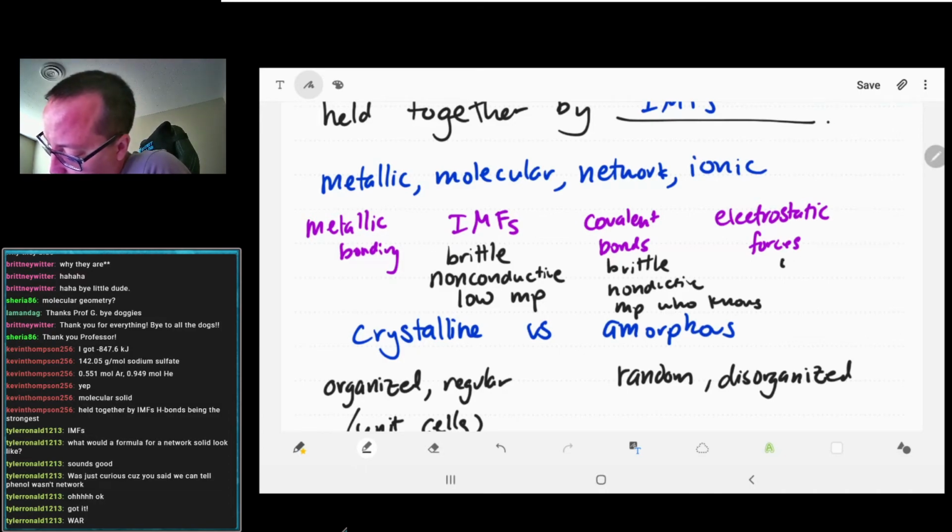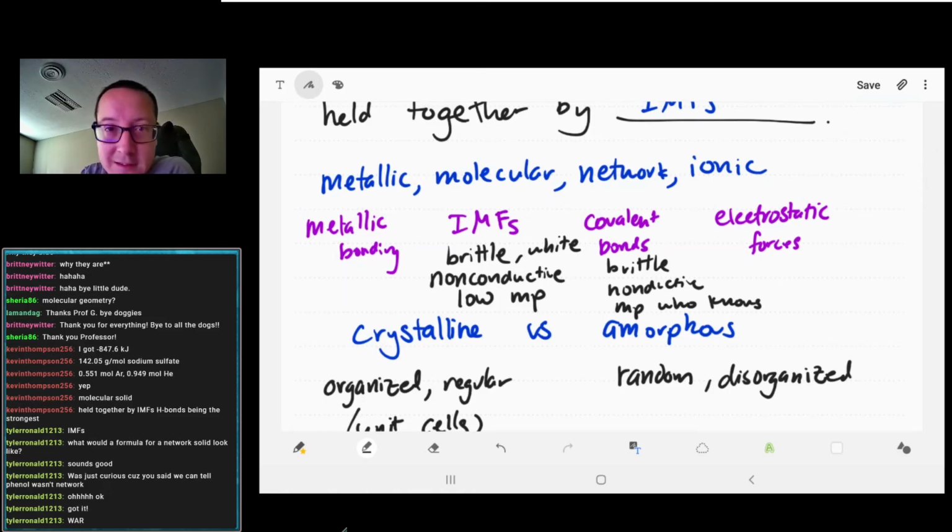Ionic ones are typically, and molecular ones are also typically, white, most often, unless they've got a bunch of nitrogens in there or something. Very often molecular solids are white. Think of sugar, think of ice, think of phenol. These are all whitish crystals. Ionic solids can be colorful.